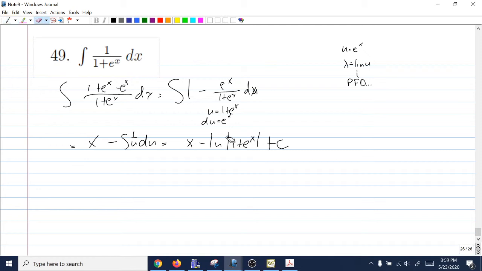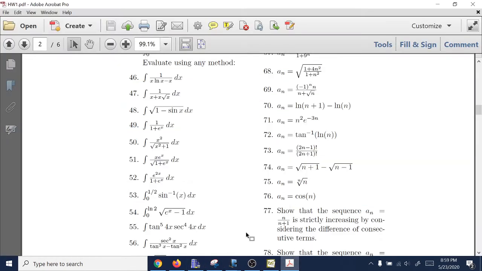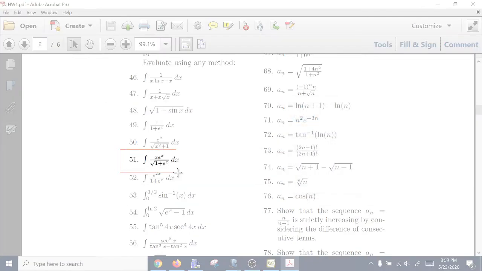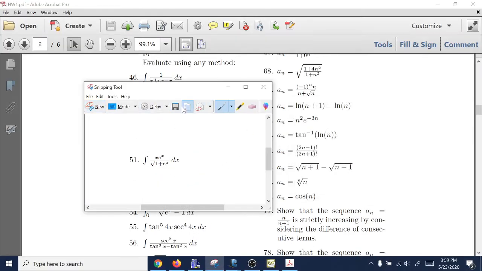Hey, wait, I don't need these absolute values because e to the x plus 1 is positive. That step doesn't matter. It's not like there's a shortage of absolute values. But I like to pretend there's a shortage of absolute values anyway. Here's 51.